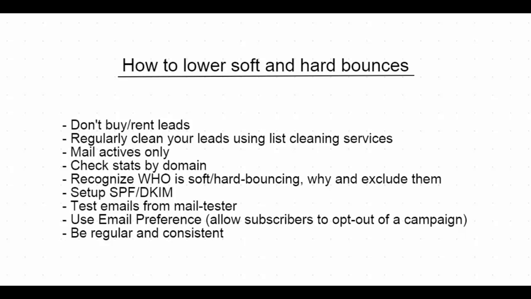We download our list and then we figure out which email addresses are inactive now, and we upload them back in by marking them as blacklisted, which means that now we don't send them an email because we know that they're going to soft or hard bounce. Number 3, mail actives only.